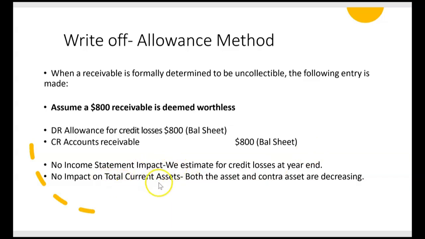And there's no impact on total current assets either. Both the asset, accounts receivable, and the contra asset, allowance for credit losses, are decreasing by the same amount. In this case, $800. So the current asset accounts receivable is going down by $800. The contra asset, allowance for credit losses, is going down by $800. So since they're both decreasing by the same amount, there's no impact on total current assets. And that's what I can see them asking you on the exam. What's the impact on certain accounts for a write-off of a worthless receivable?